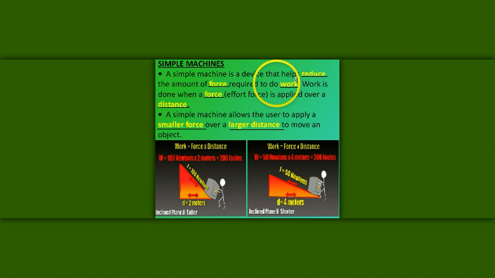Make sure that you filled in each of the yellow sections into your answer sheet. A simple machine allows the user to apply a smaller force over a larger distance to move an object. What am I talking about when I say a smaller force? Well, look below. There are 2 different inclined planes.